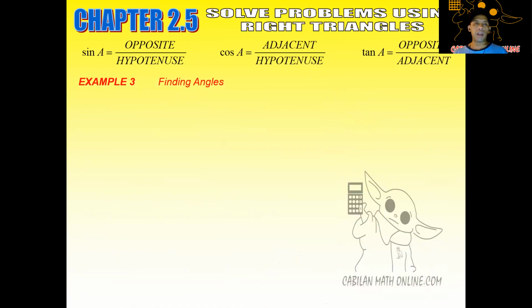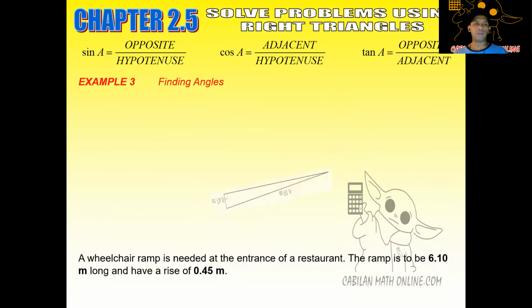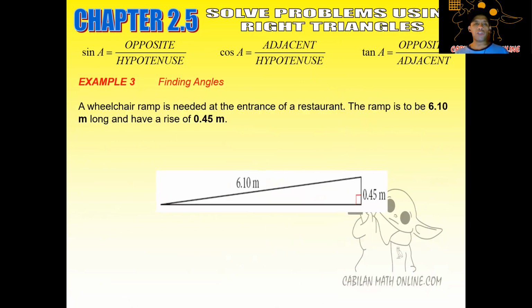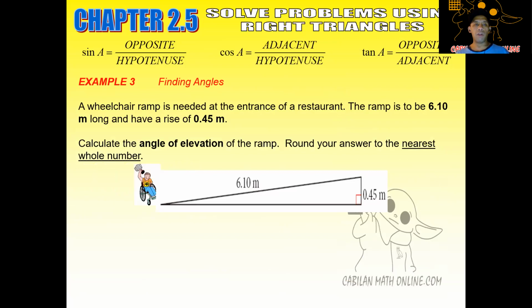All right, so the final problem that we're going to look at now, just to change it up a bit, we're now going to be finding the measure of an angle. So we have a wheelchair ramp that is needed at the entrance of a restaurant. The diagram shows us that the ramp is 6.10 meters long and has a rise of 0.45 meters. So what we want to do here is figure out what the angle of elevation of the ramp is.